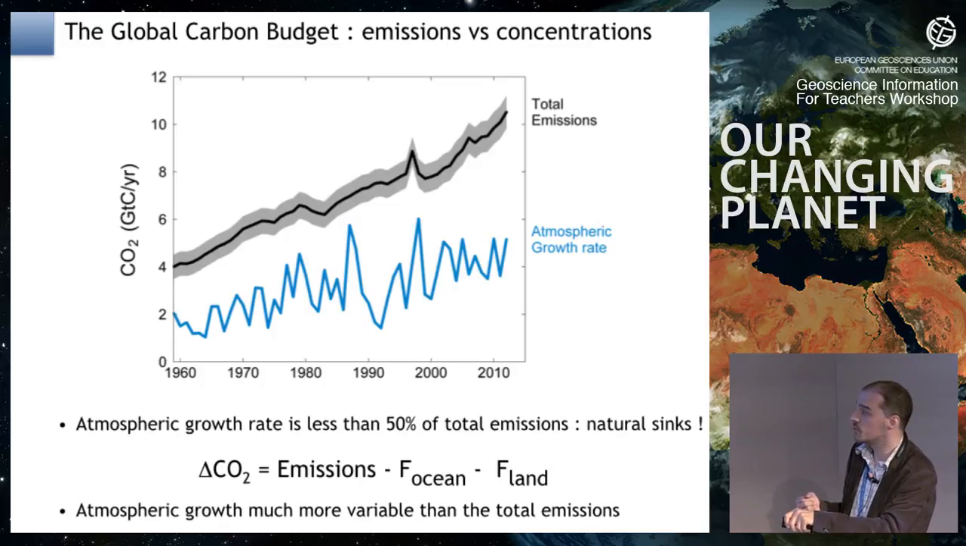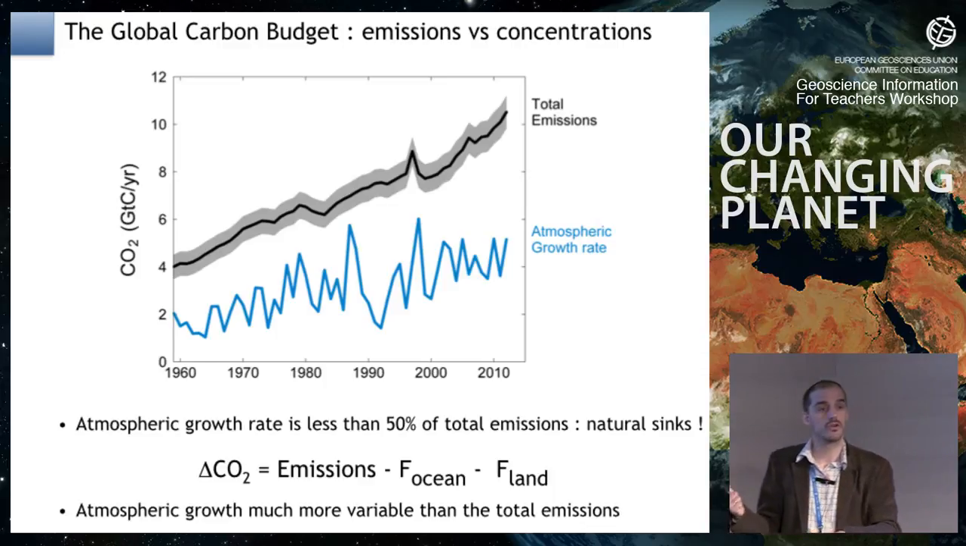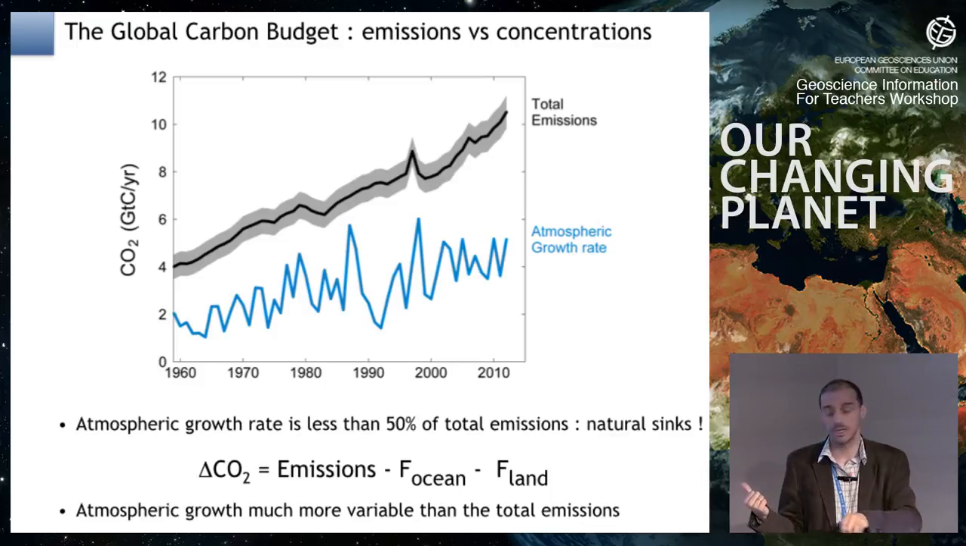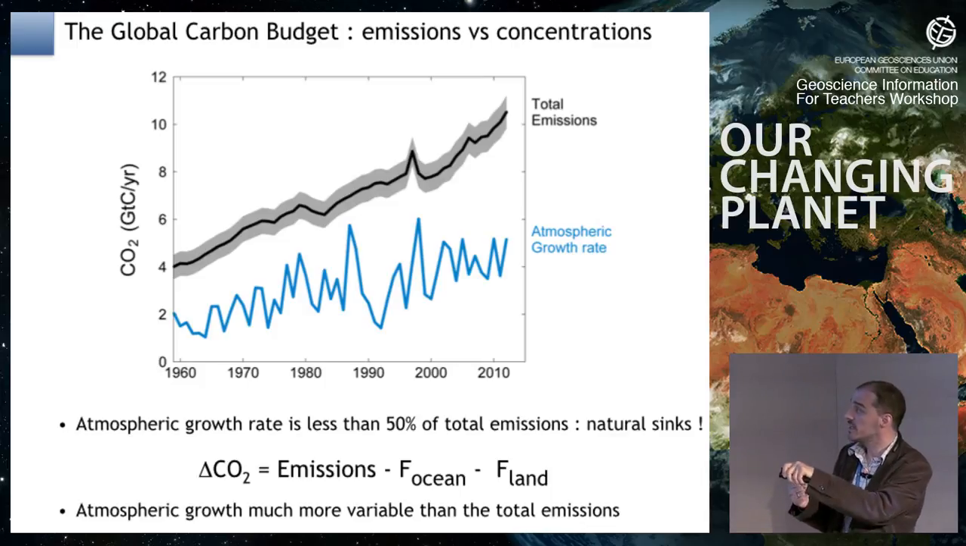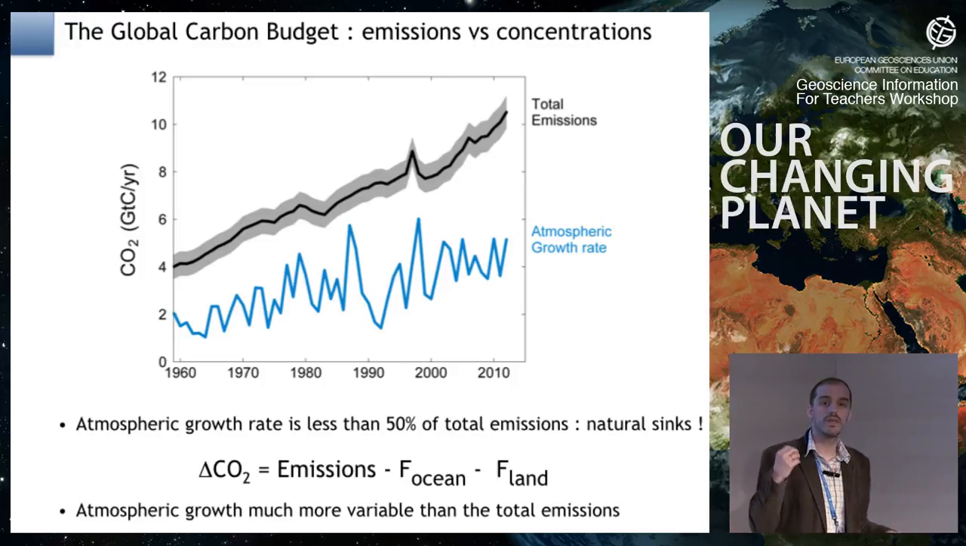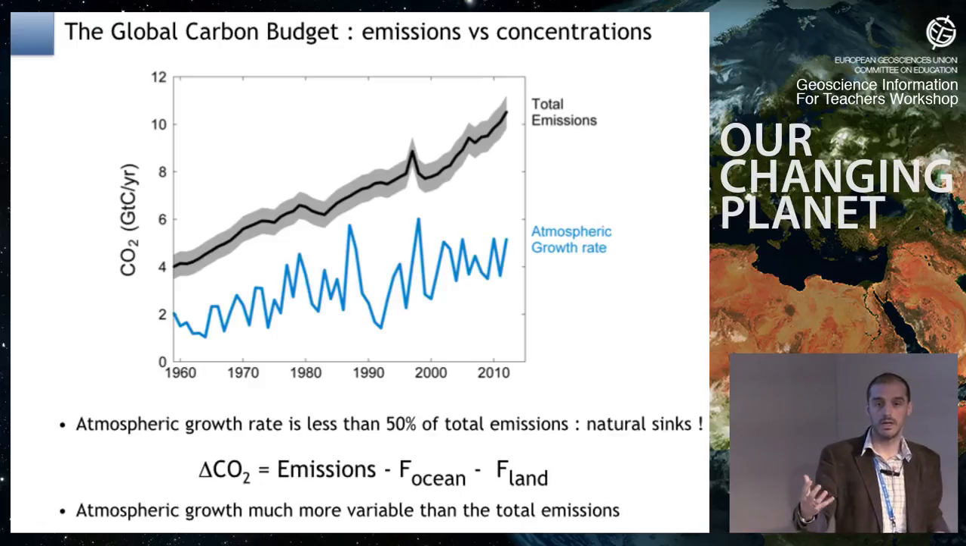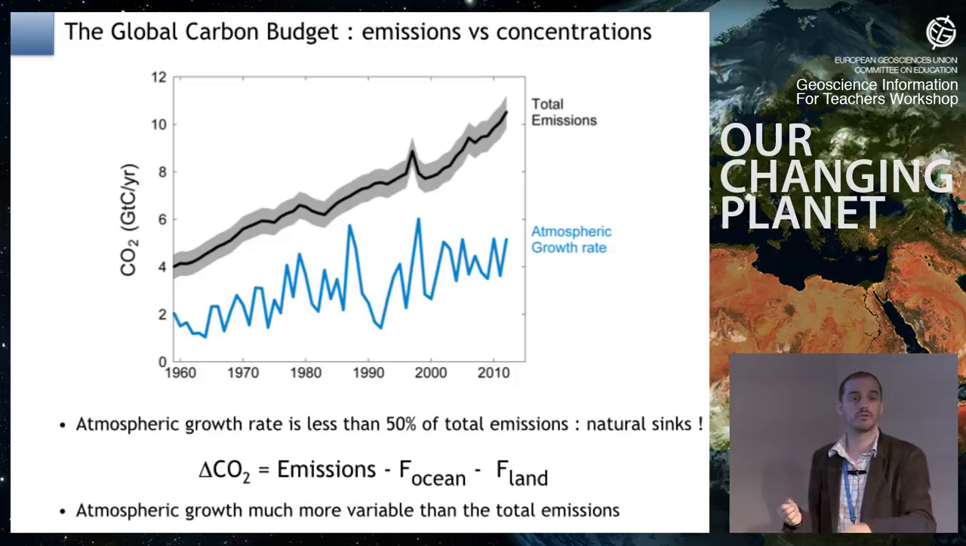So emissions, it's twice as much as delta CO2. That's what you see here. And the other big conclusion we can make from this simple figure is the following. The atmospheric growth rate is much more variable than total emissions. So something is happening in the system, in the climate system, or in the carbon cycle system, that will drive variability in the atmospheric growth rate that is not coming from total emissions.